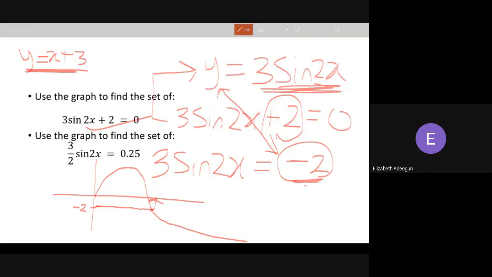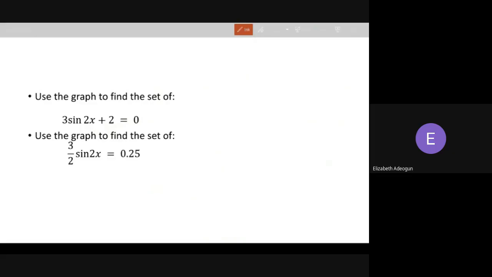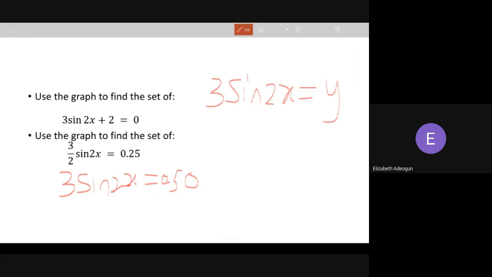Yes, ma'am. Okay. Then same thing if you look at the second part of this question, in the same way you try to rewrite the equation in terms of the first equation. The first equation given is 3 sine 2x is equal to y. This is the equation we have. So try to write this that way. What do we do? Multiply through by 2. If you multiply by 2, you have 3 sine 2x is equal to 2 times 0.25. I think that gives us what? 0.5, right?